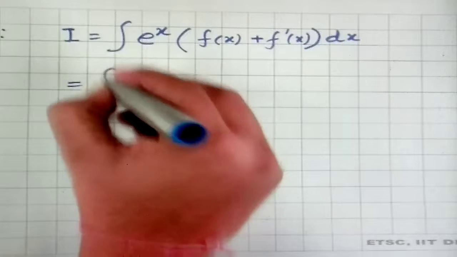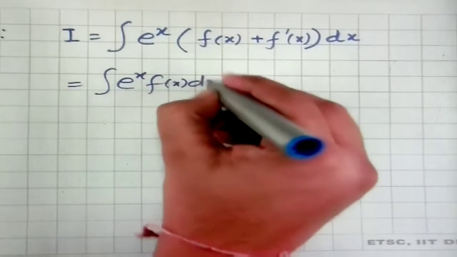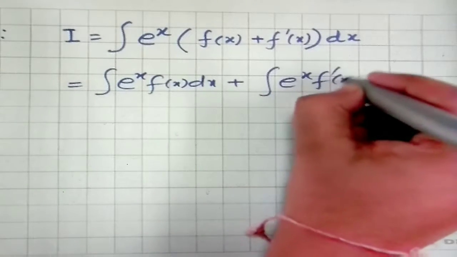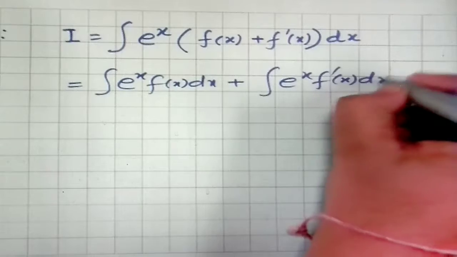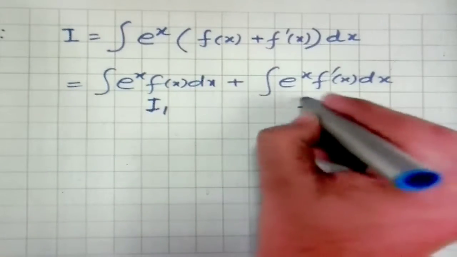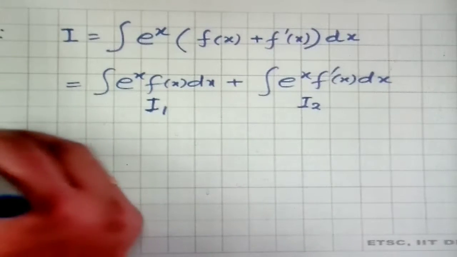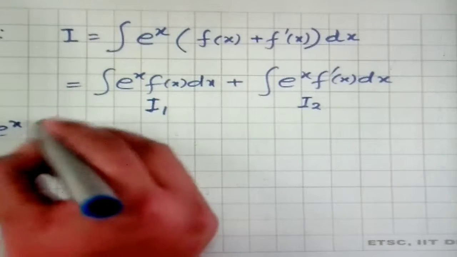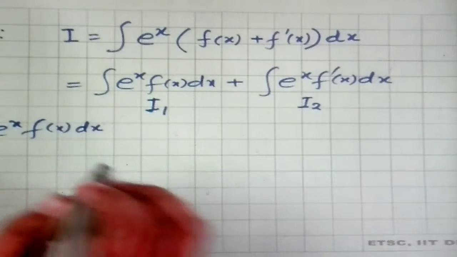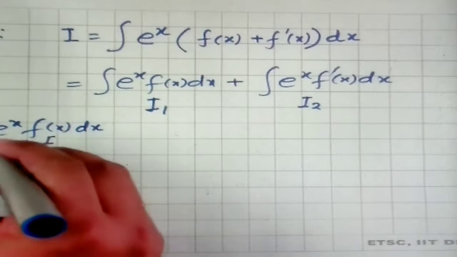So to evaluate this, we break it into two parts. Let us say the integral of e raised to power x f(x) dx plus the integral of e raised to power x f'(x) dx. Consider this as I1 and this as I2, and check for I1. So I1 is the integral of e raised to power x f(x) dx, and evaluate it by parts, considering this as the first function and this as the second function.